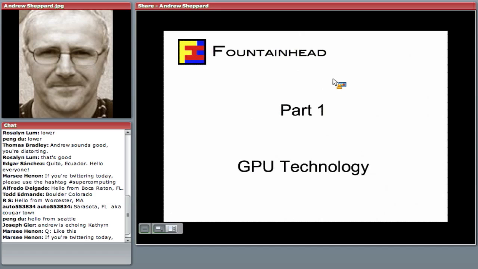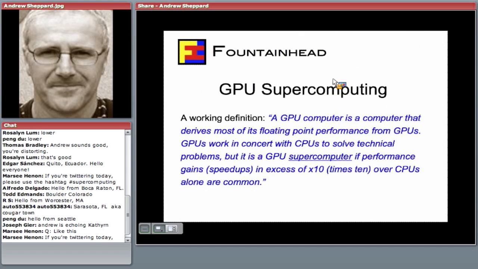Okay, so part one, GPU technology. Let's start with a definition, because it's always helpful that we all agree on what we're talking about, all on the same page. I'm going to define a GPU computer as a compute device that derives most of its floating point, that's the number crunching aspects of its power, from GPUs rather than CPUs. Now, it's always the case that GPUs work in concert with CPUs. For example, they don't have an operating system of their own, they don't do I/O and stuff like that, so the CPUs are required for that, but they do work alongside CPUs to solve problems.